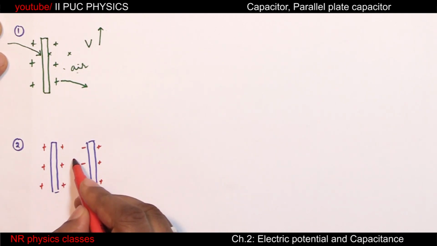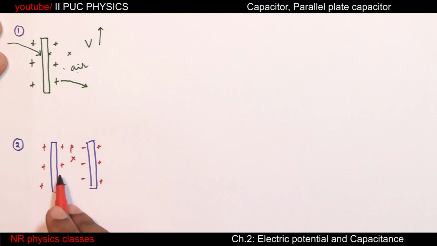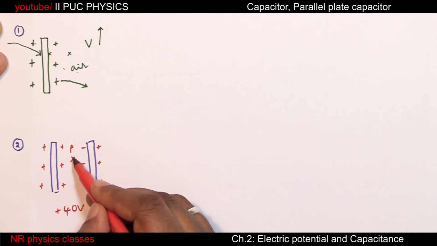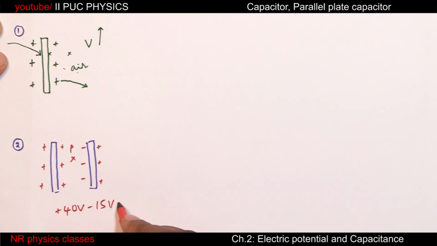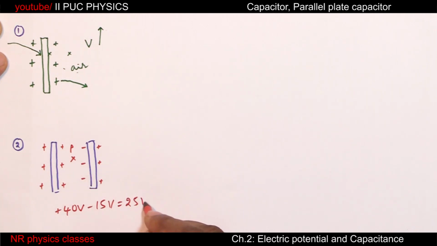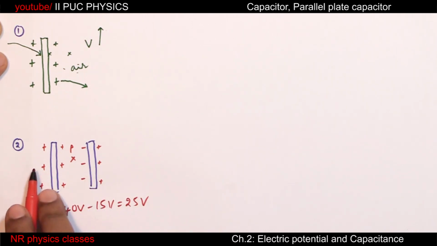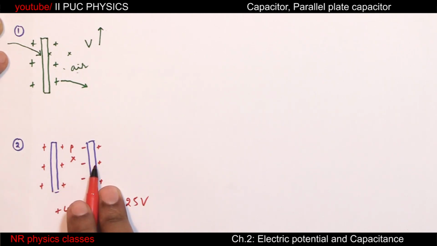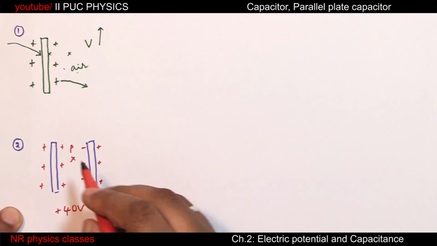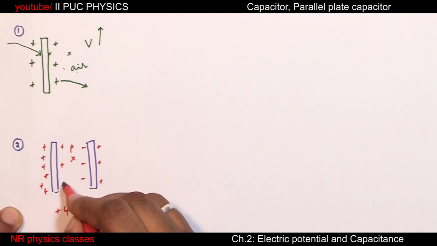See, at this point P, there is influence of positive charge, positive potential. Let that potential be plus 40 volt. But this negative charge also has some influence at P. Let the influence of negative charge at P be minus 15 volt. So the resultant potential at P is 25 volt. Means due to the presence of the second plate closer to the first plate, the net potential is decreased. If potential decreases, means this conductor can accept some more charge.